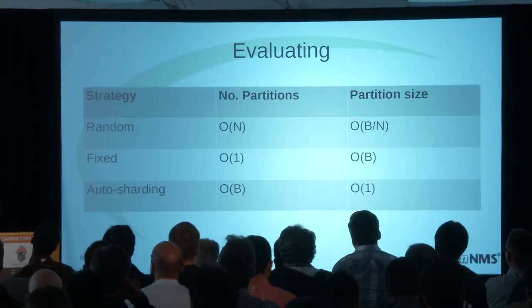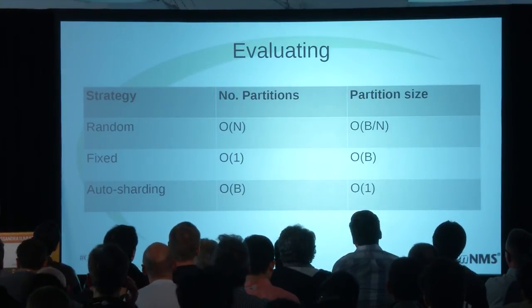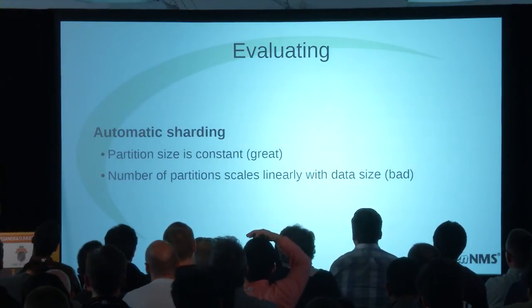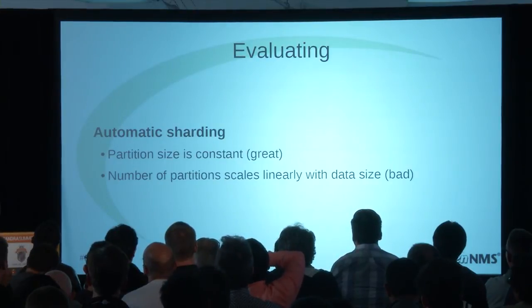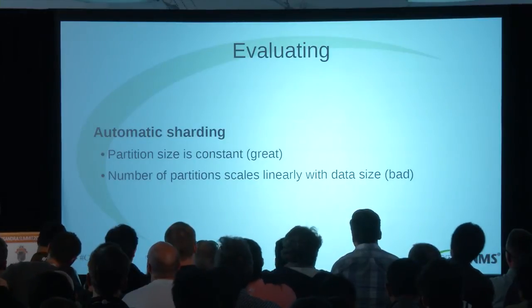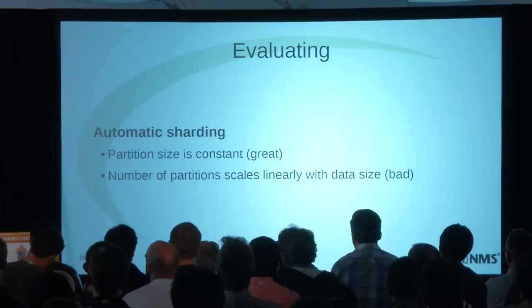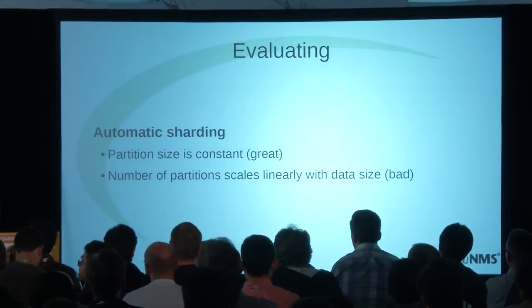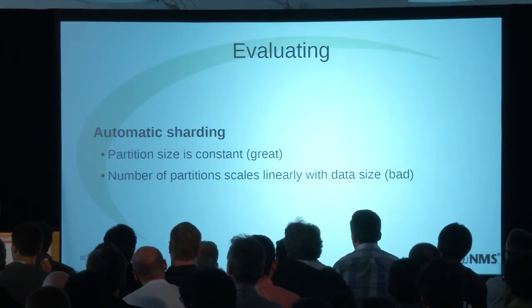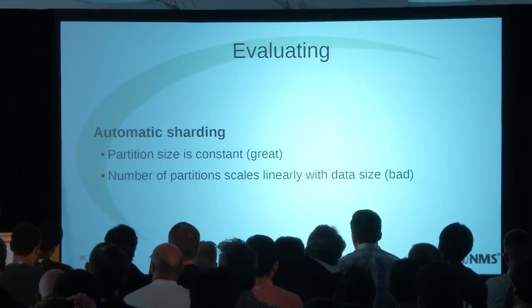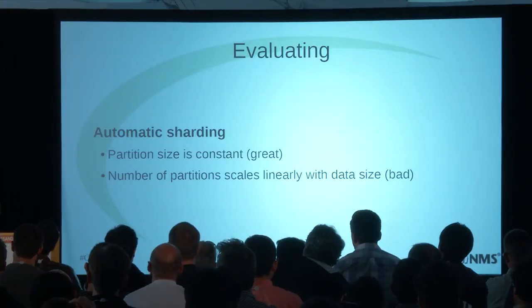This table sort of describes at a high level how these considerations fit into the properties of these strategies. I will explain these in greater depth, but that table might be of use to someone later. So for automatic sharding, we have a constant partition size. And that's good. We can reason about the size of a partition really well, and that's useful. But because the partition size is a constant, it means that the number of partitions scales linearly as we add more data. And for a system that we're ostensibly trying to make infinitely scalable, that's not very good.